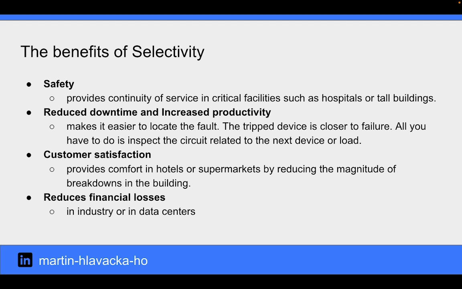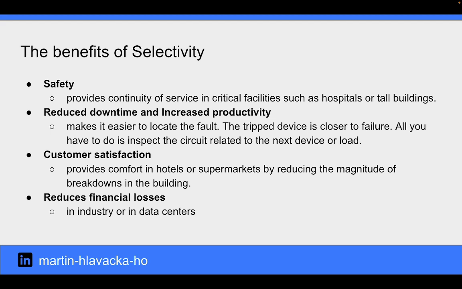What are the benefits of selectivity? The first benefit is safety, since it provides continuity of service in critical facilities such as hospitals or tall buildings. The second benefit is reduced downtime and increased productivity, as it makes it easier to locate the fault. The trip device is closer to failure. All you have to do is inspect the circuit related to the next device or load.